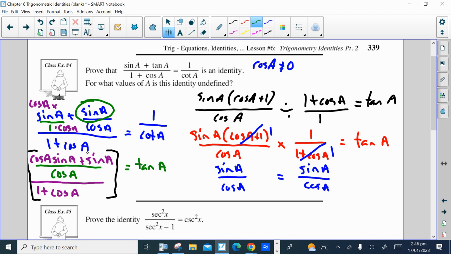But I've also got a denominator underneath here. And let me circle, I'm talking about the 1 plus cos A. That's a denominator. So that can't equal 0 either. 1 plus cos A cannot equal 0. So cos A cannot equal negative 1. When you take that 1 plus cos A not equal 0 and you get the cos A by itself by subtracting 1 from both sides, that's what you get.